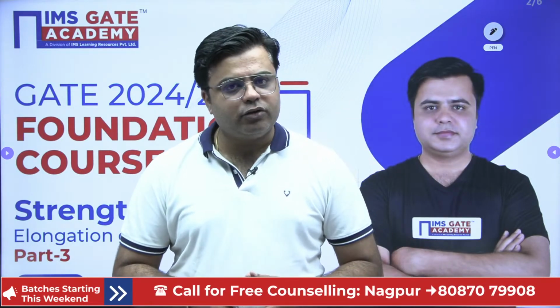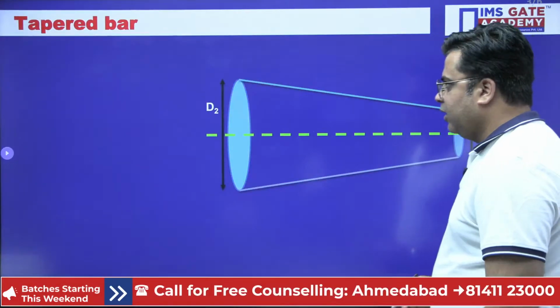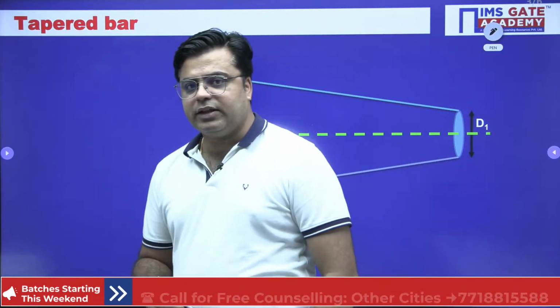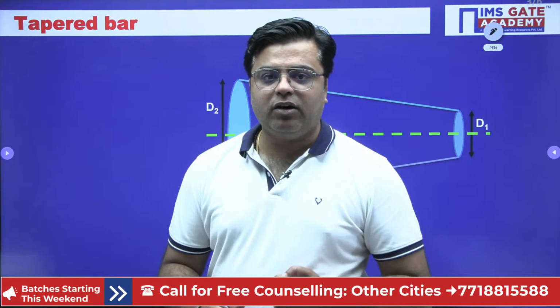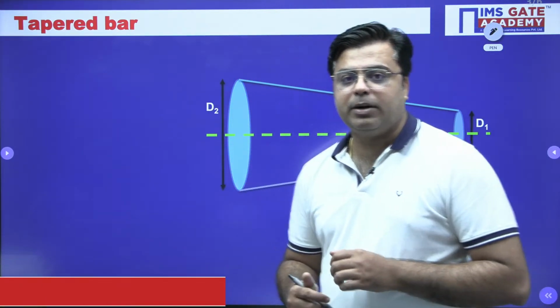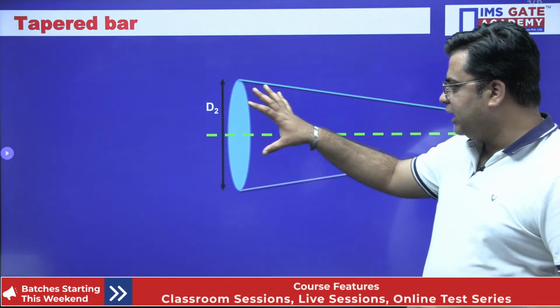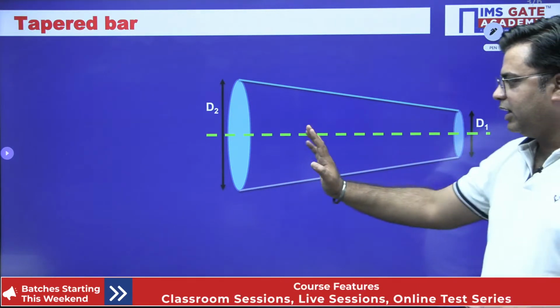We will continue today's discussion with the same topic, that is elongation of bar. But today we are going to start with how to calculate elongation for a tapered bar. First of all, understand what we mean by tapered bar. A tapered bar is such a bar where the cross sectional area is changing over the length.